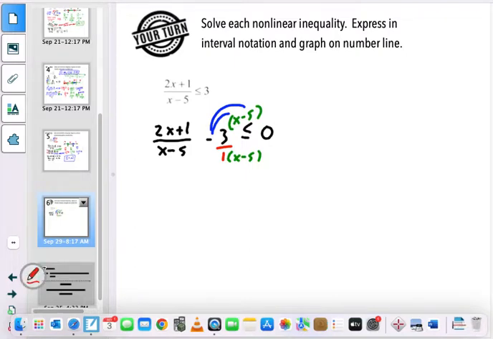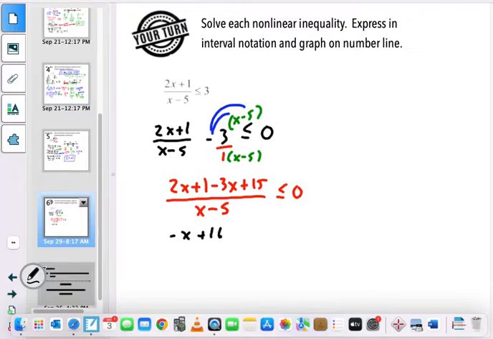So up here in the numerator I get 2x plus 1. -3 times x is a minus 3x. -3 times a minus 5, there is a plus 15. All over the common denominator of x minus 5, and it's still less than or equal to 0. I'm going to combine my like terms up here in the numerator. 2x minus 3x is a -x. And then plus 16 all over x minus 5 is less than or equal to 0.